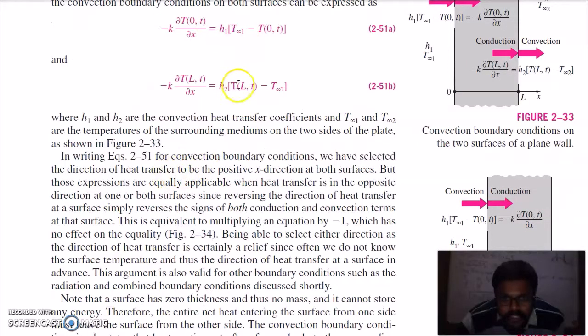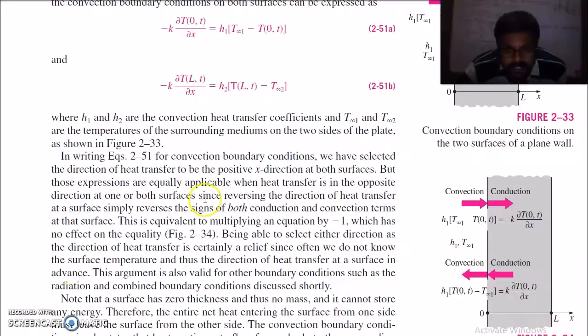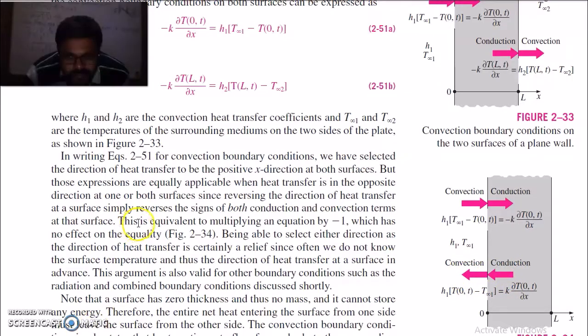In these two equations for convection boundary condition, we have selected the direction of heat transfer to be the positive x direction at both surfaces, but those expressions are equally applicable when heat transfer is in the opposite direction at one or both surfaces. Since reversing the direction of heat transfer at a surface simply reverses the signs of both conduction and convection terms at the surface. Here you have reversed the direction of convection and conduction, so it will reverse the sign. This is equivalent to multiplying an equation by -1, which has no effect on equality.